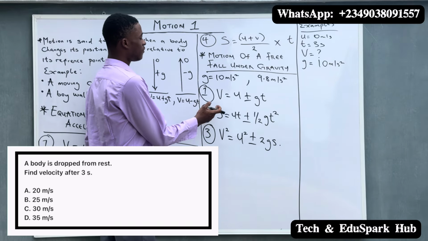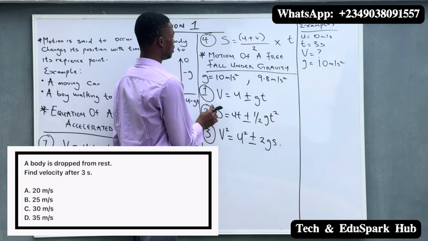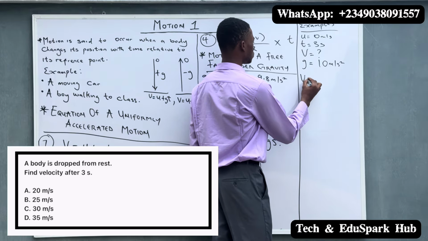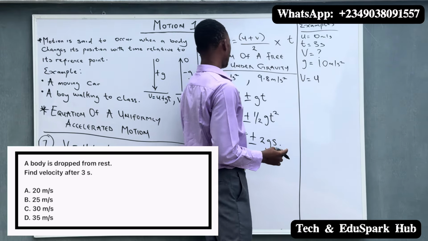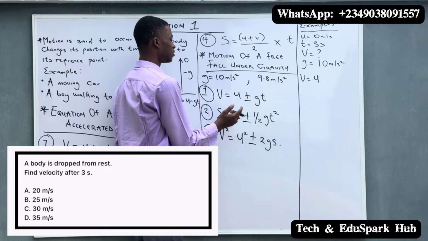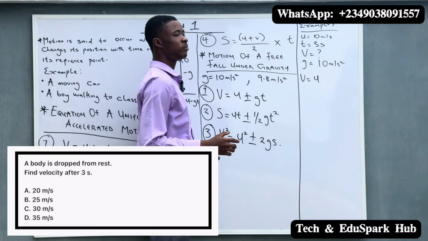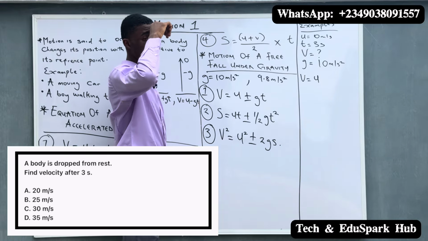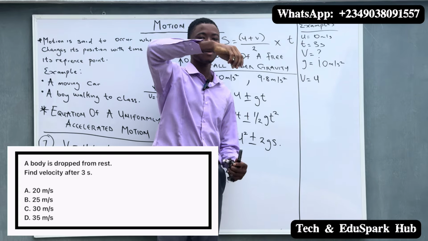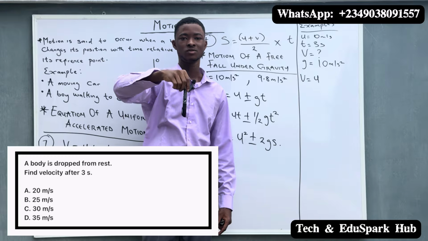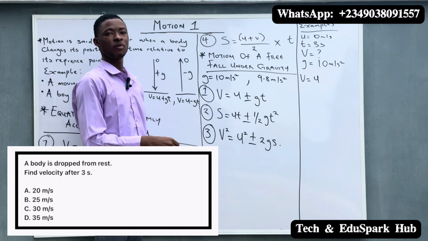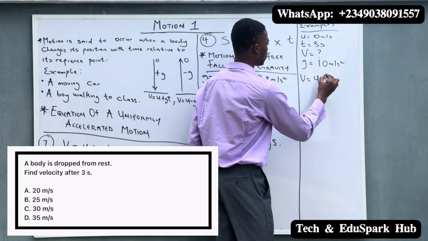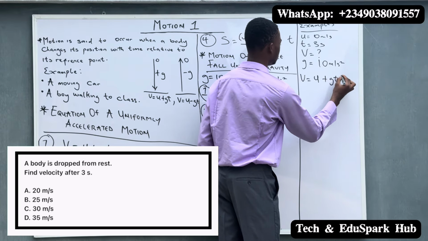You can see we have our v, u, and gt, so we can use this first formula. The first formula gives us v equals u. How do we know if this sign will be plus or minus? The question says the body is dropped from rest, so definitely the body will be coming down. If I drop this marker, you can see it will be coming down. So it is going to be plus, so we'll be having plus gt.